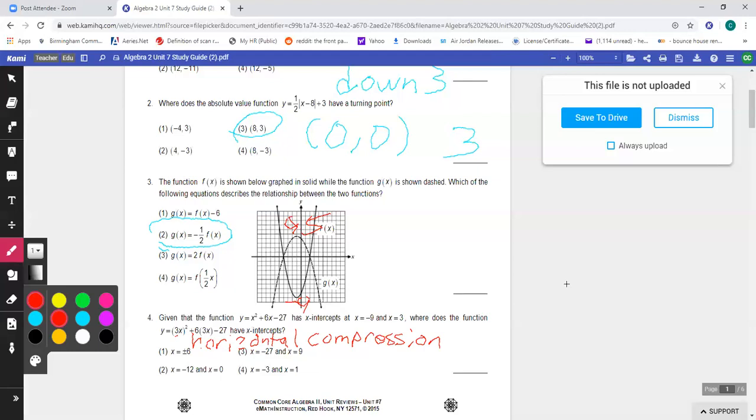So if your x-intercepts are at -9 and 3, it's going to get changed by the horizontal compression. So I just divide each of these by 3. And so x is equal to -3, and x is equal to 1. My answer here is 4.